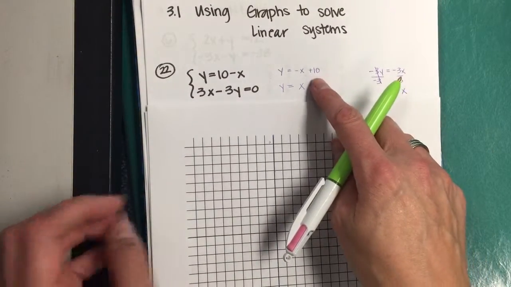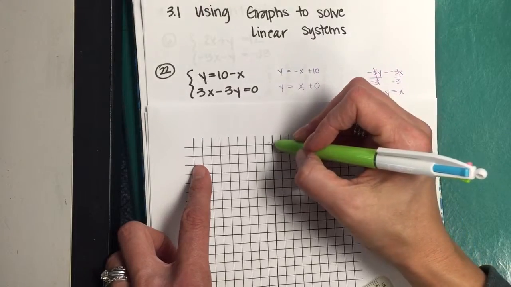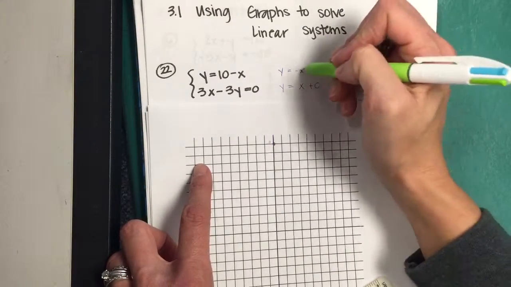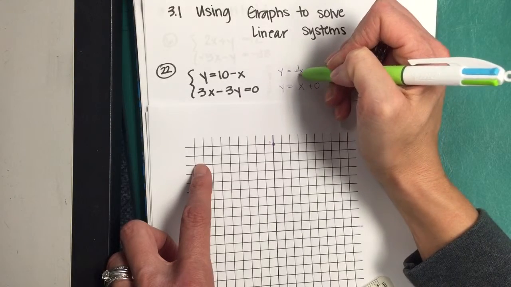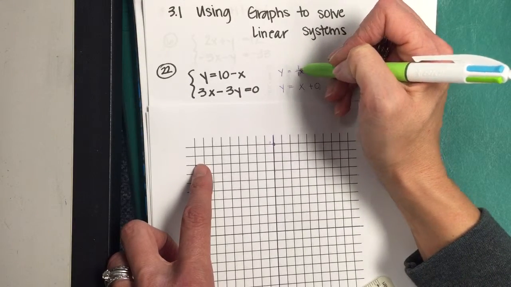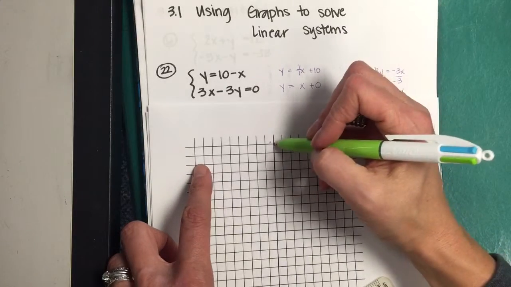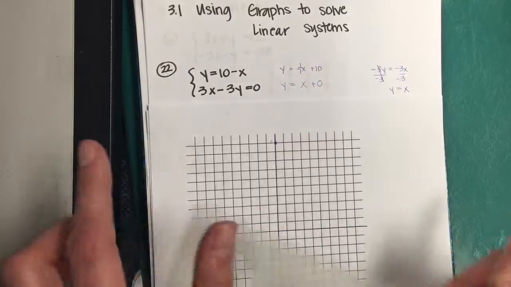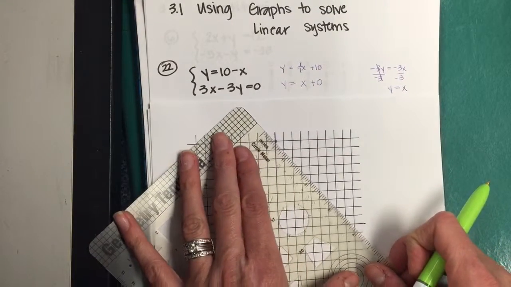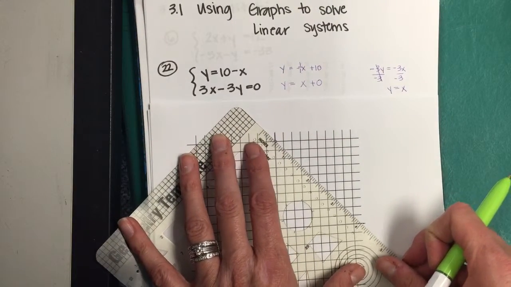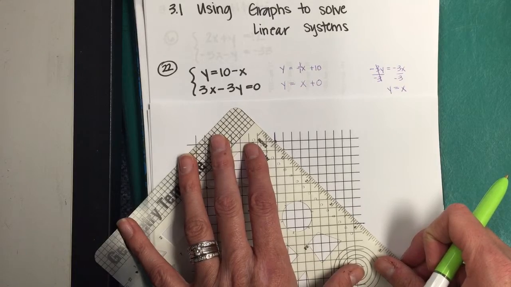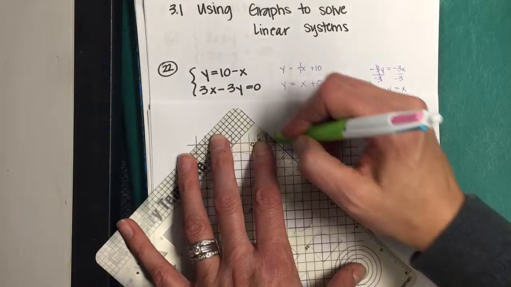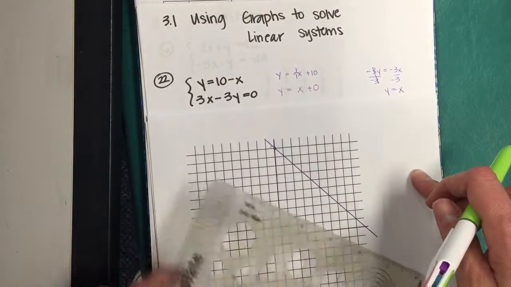So if I graph the first one, it starts at 10 on the y-axis, that's the y-intercept, and it has a slope of negative 1. So if I want to write that as a fraction so I can do rise over run, it's down 1, right 1. So down 1, right 1, down 1, right 1. And I'm going to line those up and graph that line. Okay, there's the first one.